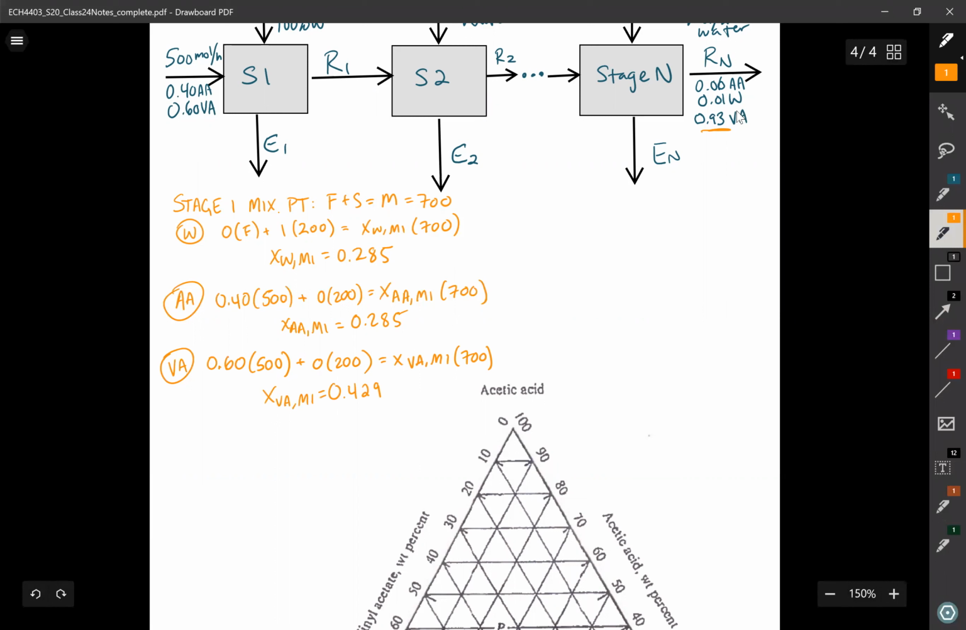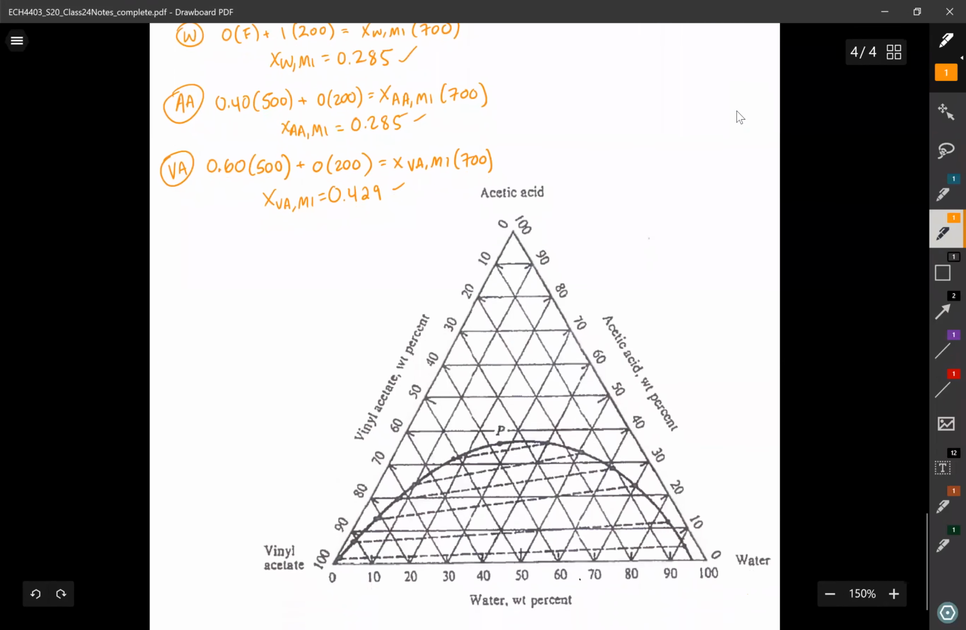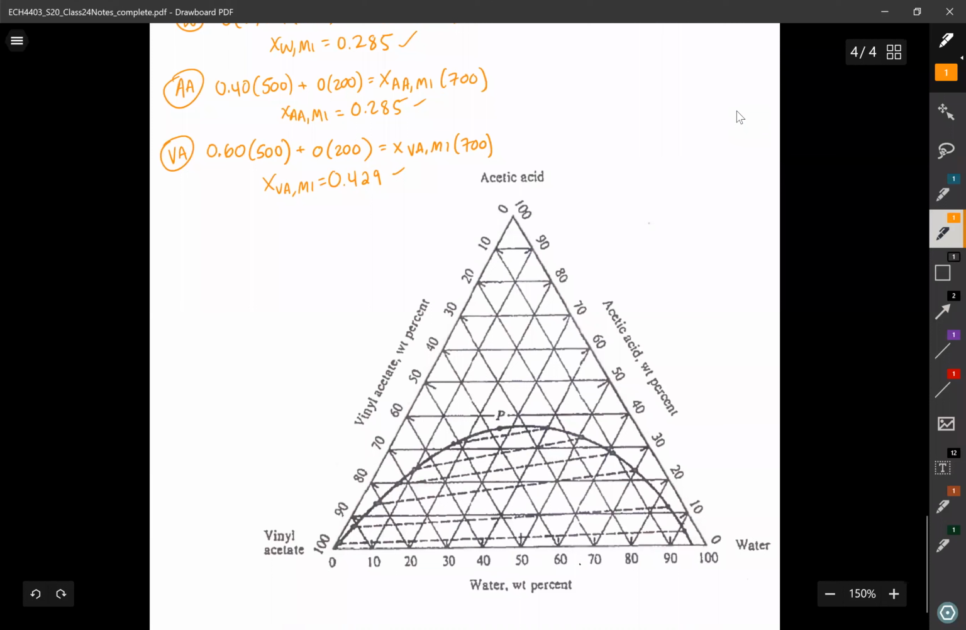All right, so I've got 3 coordinates for my mixing point. I could plot that. So I could go to my ternary diagram, find 28.5% acetic acid, should be about there. 28.5% water, which is about there. And the other 42.9% vinyl acetate, which is about there. And that would give me a mixing point, which is right about here. So this is mixing point 1.